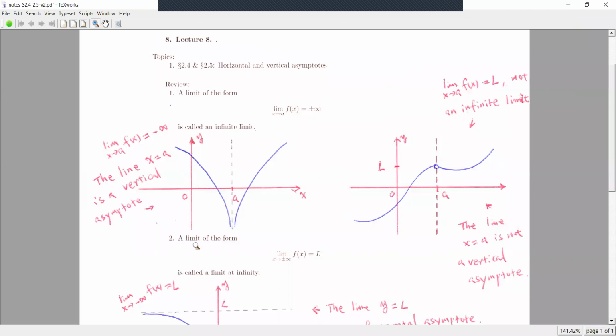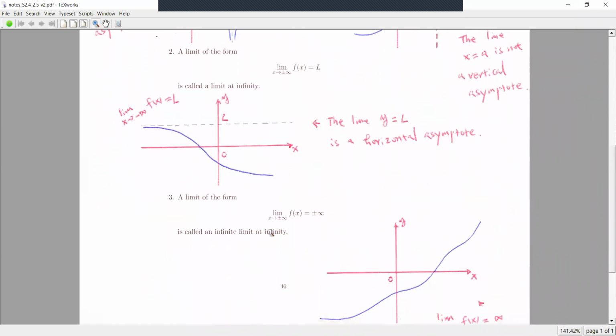Review 2. A limit of this form is called a limit at infinity. X approaches infinity. Function approaches a finite number. Here is a sketch of this limit. This limit is a limit at negative infinity. This horizontal line is a horizontal asymptote. The equation of this line is y is equal to L.